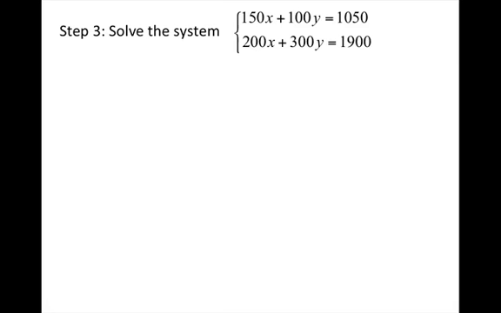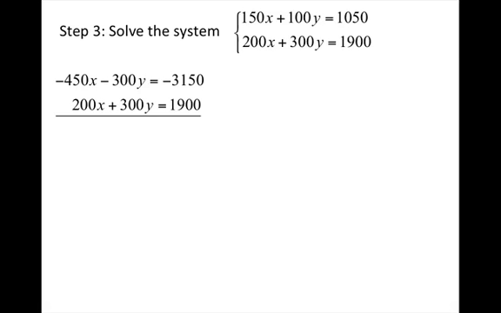If I multiply the first equation by a negative 3, I get negative 450x minus 300y equals negative 3,150. And then I'm going to add this to my second equation, which is 200x plus 300y equals 1,900. When I add these, my y's are going to eliminate. So I have negative 450x plus 200x gives me negative 250x. Negative 3,150 plus 1,900 gives me negative 1,250.